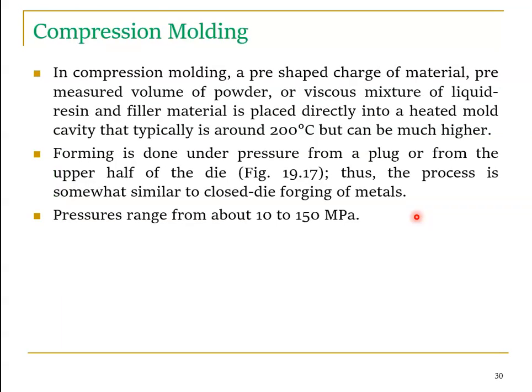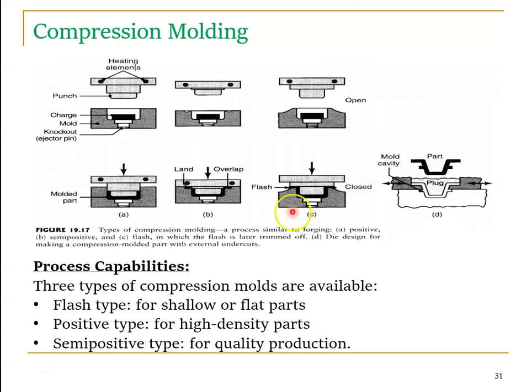The next process is compression molding. In compression molding, a pre-shaped charge of material, a pre-measured volume of powder or viscous mixture of liquid resins and filler material, is placed directly into the heated mold cavity, typically around 200 degrees Celsius but can be much higher. So this is similar to our forging process. We place the charge, the raw material, between the molds and the heating elements, and with the punches moving downwards, it will close the die.